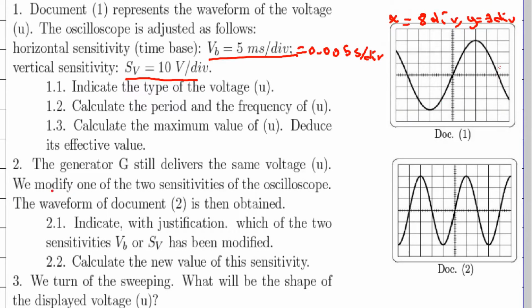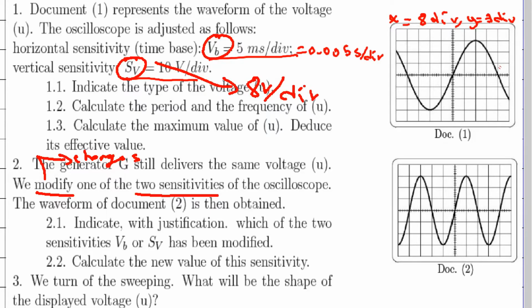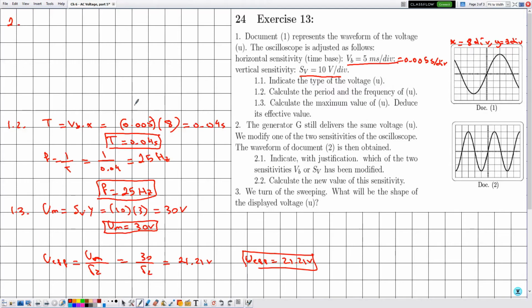They are telling me we modify, and the word modify means changes one of the two sensitivities. The two sensitivities are given by VB and SV. So when they say they modified, either SV or VB has been changed. For example, SV could have been changed to 8 volts per division. Okay, we don't know.